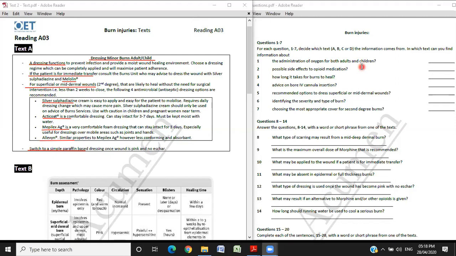Send your answers privately so that other students don't get to know about your answer choices. Which out of 1 to 7, which sentence matches with text A?